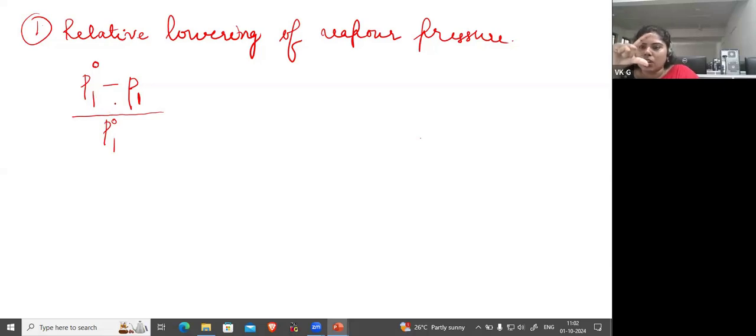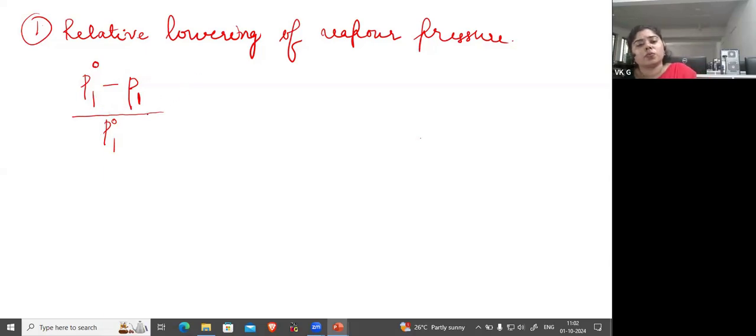The full term is relative lowering of vapor pressure. That is P1 naught minus P1 divided by P1 naught, compared to the initial, compared to the before. This is the pure water one, and this is the difference. When did the difference come? After adding solute to the particular solvent.